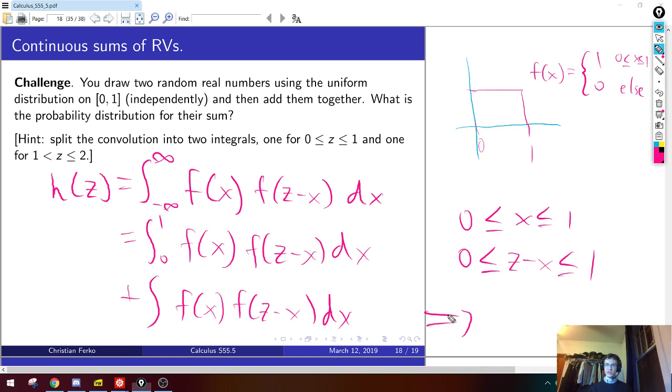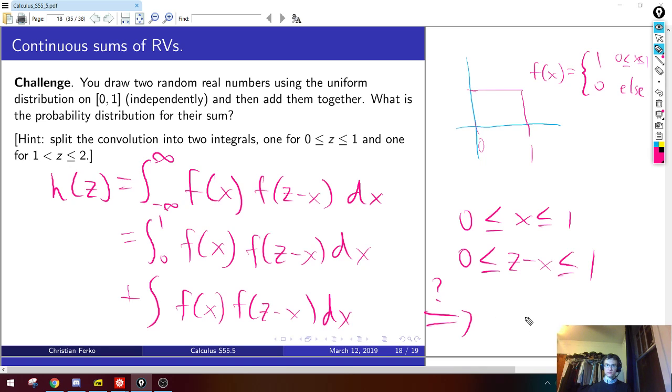So my question to you is, if I have some number between 0 and 1, and then I have a second number z which I don't know anything about, but I subtract a number between 0 and 1 from z, then what must z lie between if this difference is supposed to be between 0 and 1?